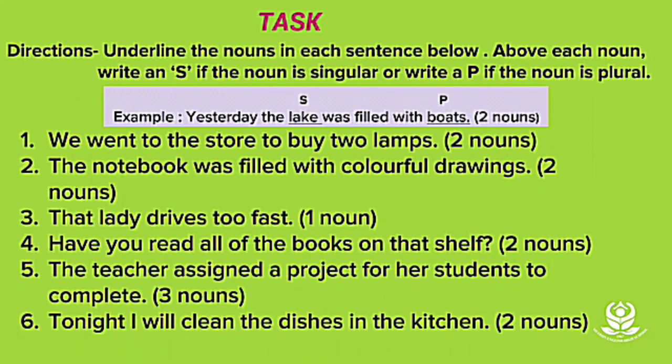Now here there are 2 nouns. In the brackets it is given, the 2 nouns are lake and boats. Lake is in the singular form, so write S. Boats is in the plural form, so write P. We went to the store to buy 2 lamps. There are 2 nouns, store and lamps. Store is in the singular form and lamps is in the plural form.